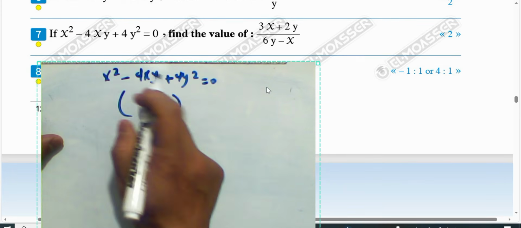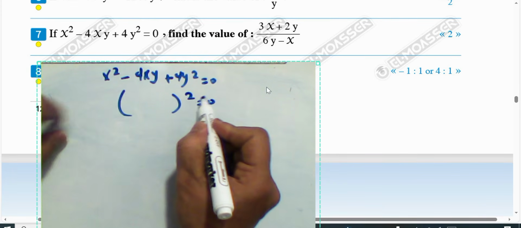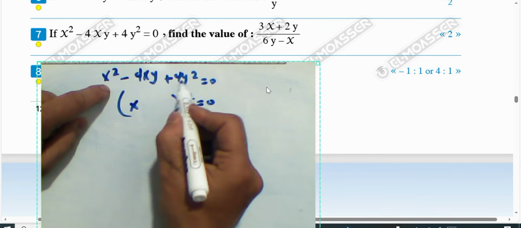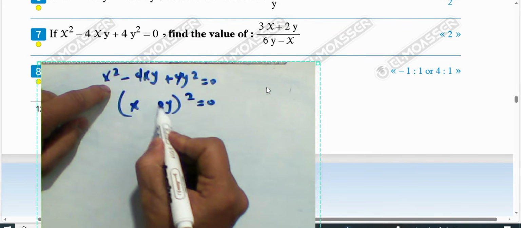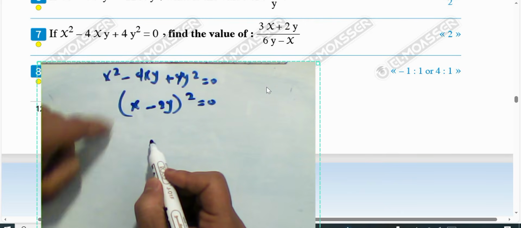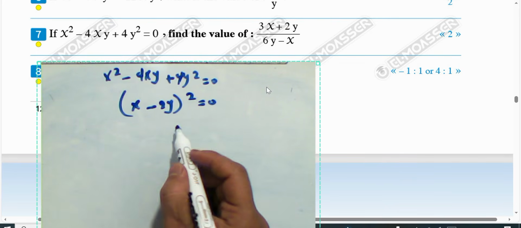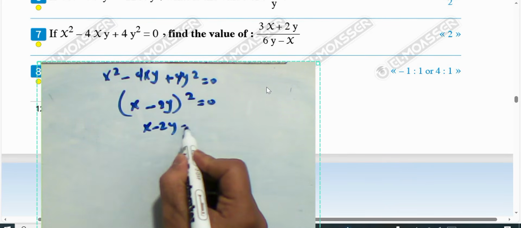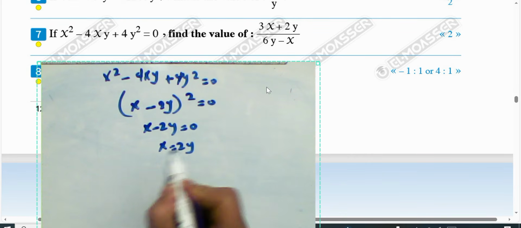We can write here this perfect square. We can find square root of x power 2 equal x, square root of 4y power 2 equal 2y, and raise the sign in the middle. Next step, put square root to left hand side, right hand side. Then x subtract by 2y equivalent to 0. Then x will be twice y.